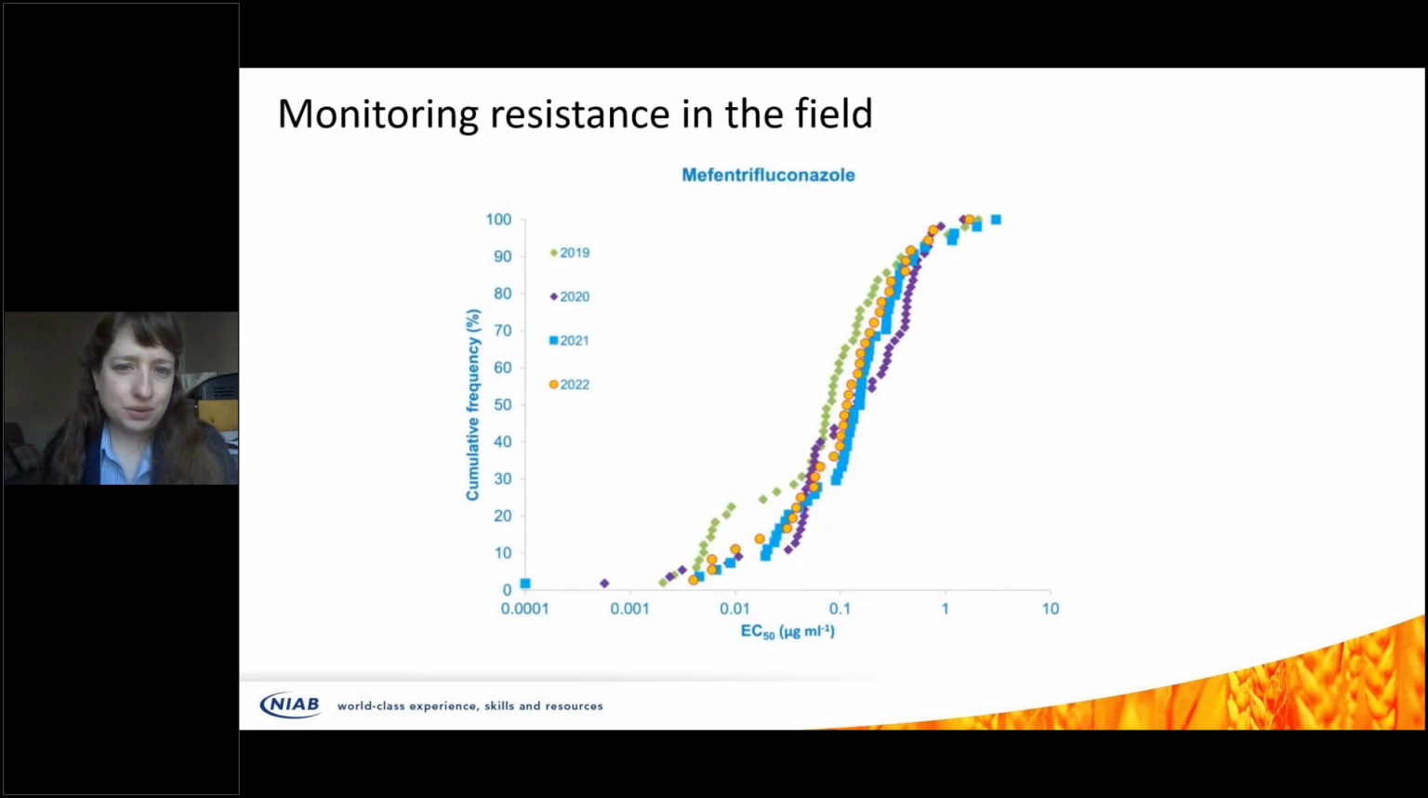We look at the mefentrifluconazole, so for example, that's the Revysol. We can see it's not been around for so many years. In 2019, there were some more highly sensitive isolates, and we've lost those, but the bulk of the population is really still quite similar so far. So if we keep up the resistance management, hopefully this will be useful for a while yet.